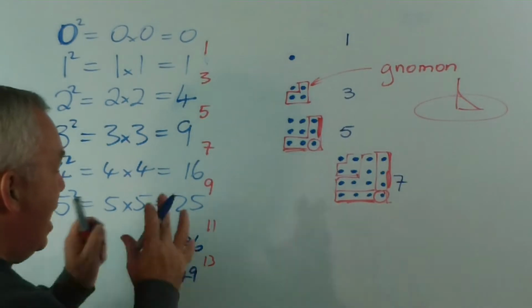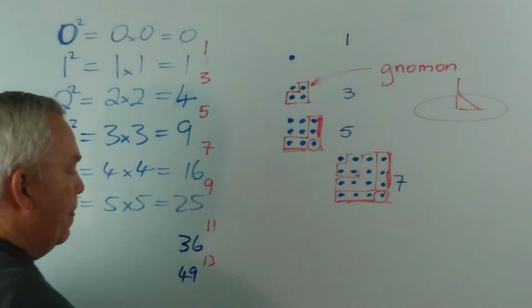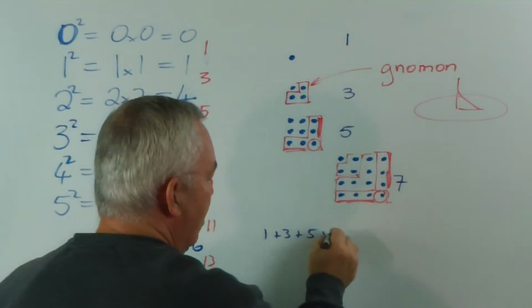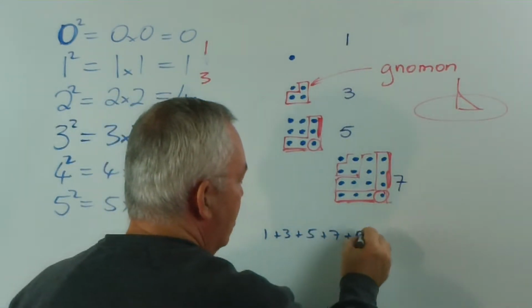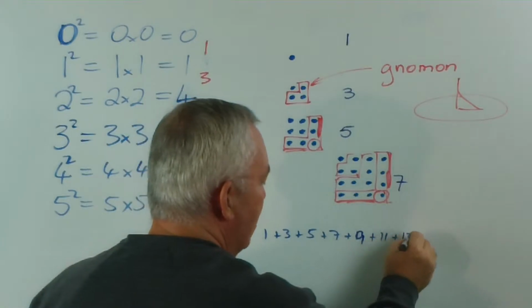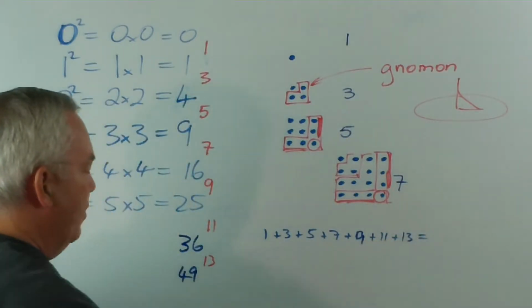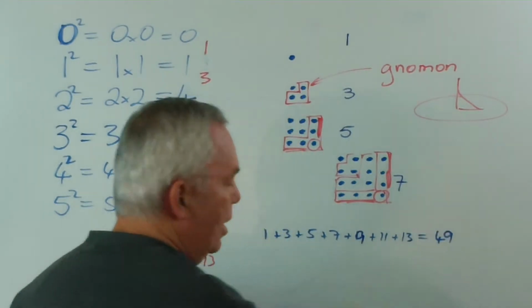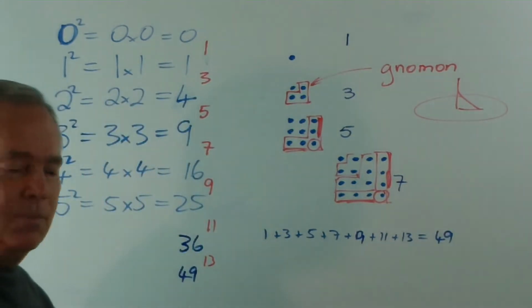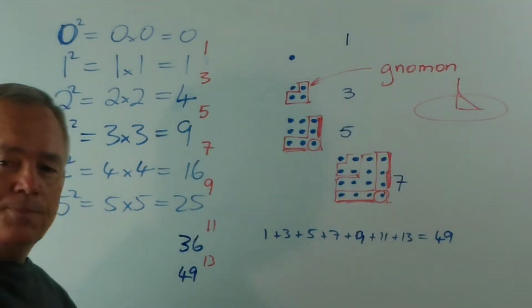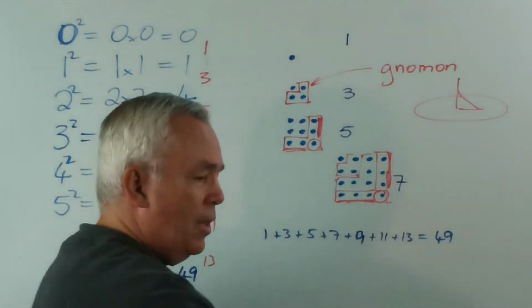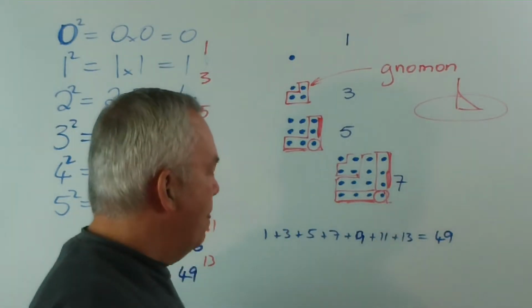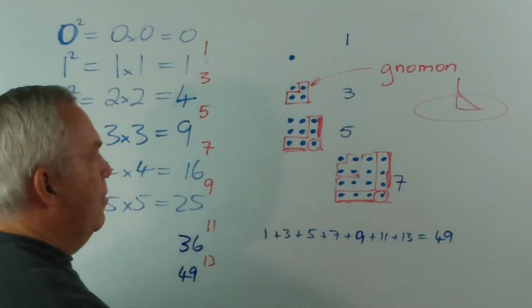Which means that every perfect square is going to be the sum. Oops, I left out 9. That was a bit of a shame. Is going to be the sum of the odd numbers up to a certain point. That's rather special. Now we can explore that, and we will probably in other videos for other reasons. But how does that help us graph a parabola?